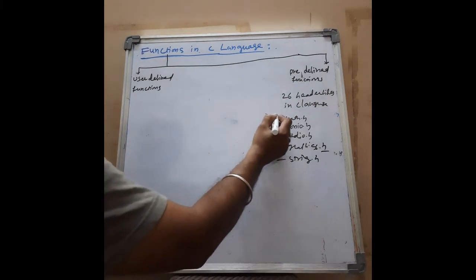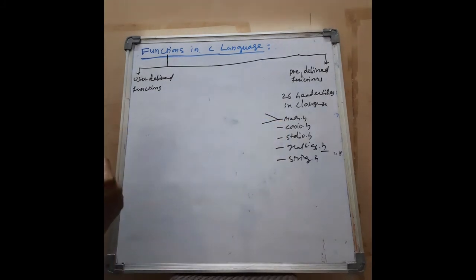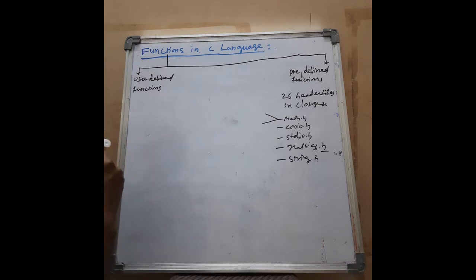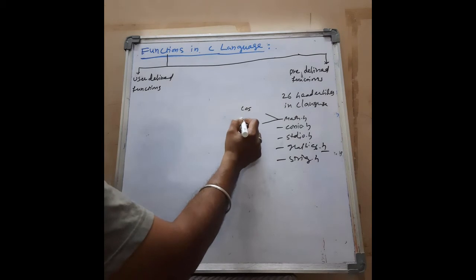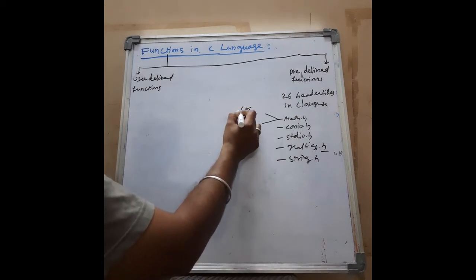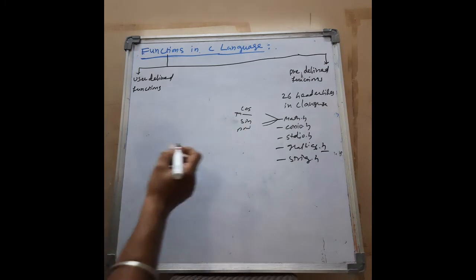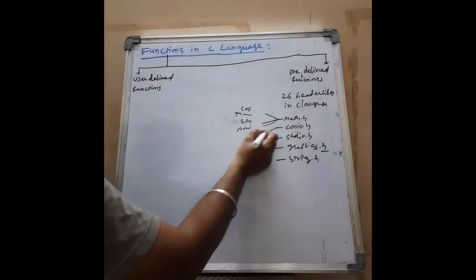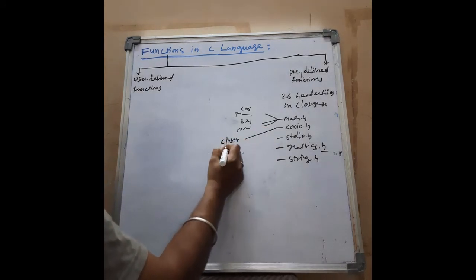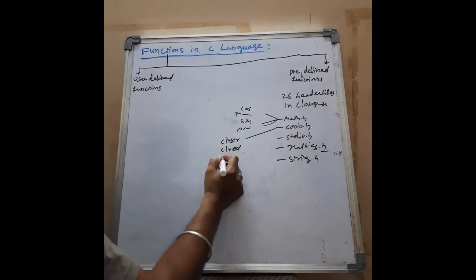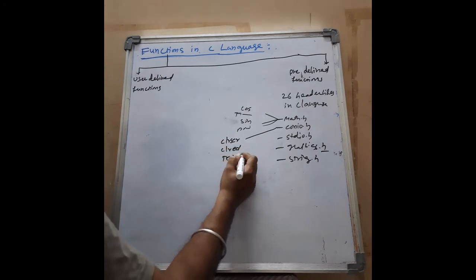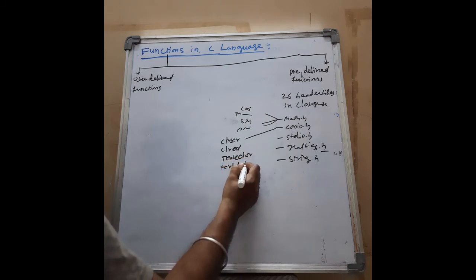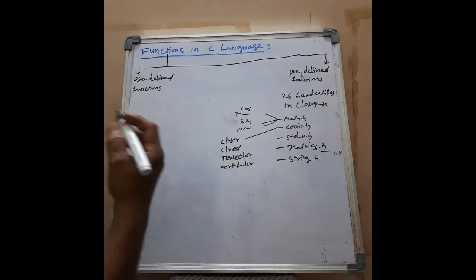Each header file consists of a group of related functions. The math.h header file consists of mathematical operation functions like cos, sin, tan, and pow. In the case of conio.h, we have clrscr, clreol, textcolor, and textbackground, different functions already defined in conio.h.